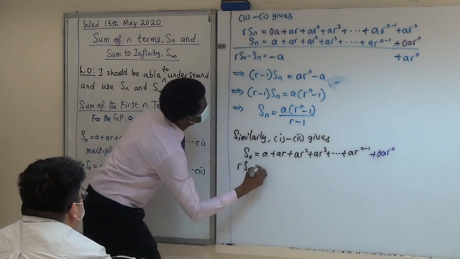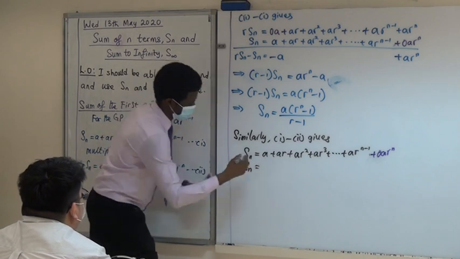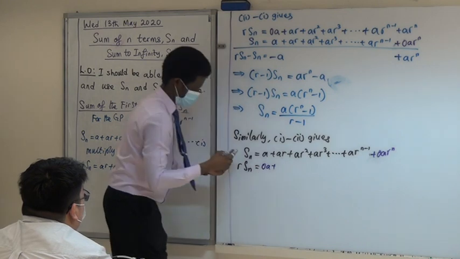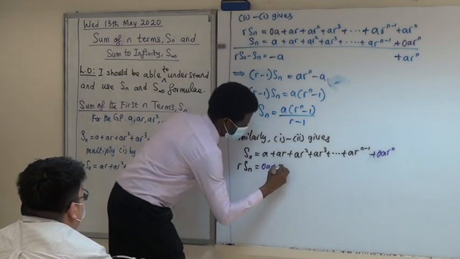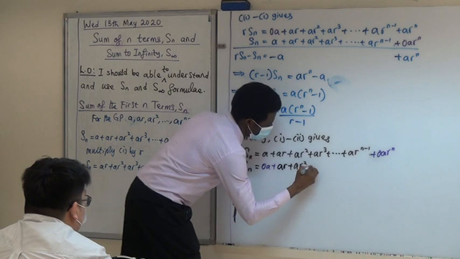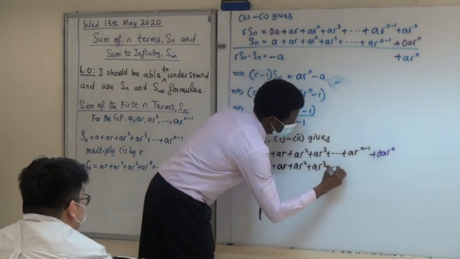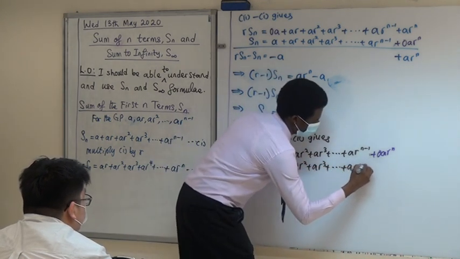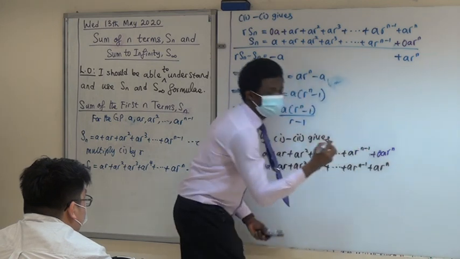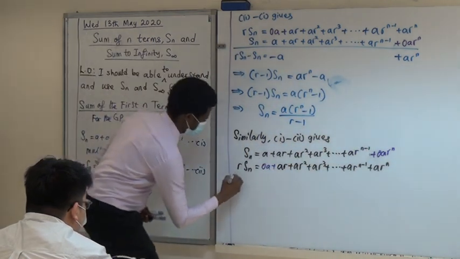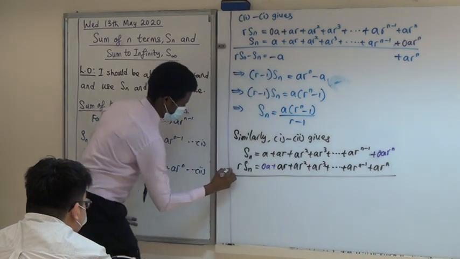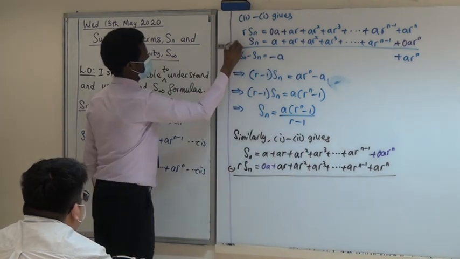rSn equals 0, plus a r, plus ar squared, ar cubed, up till ar to the n minus 1, ar to the n. Yes? So, we subtract. Again, this is also subtract.